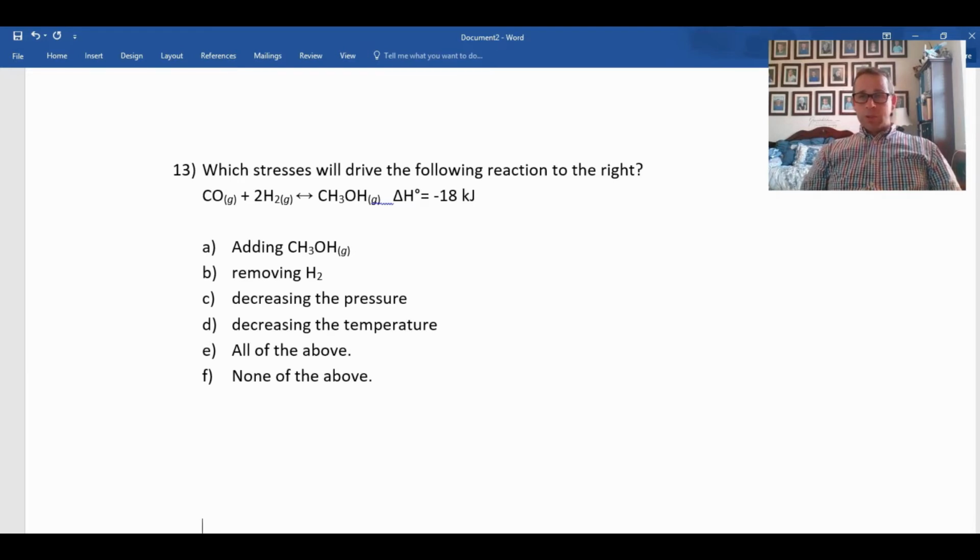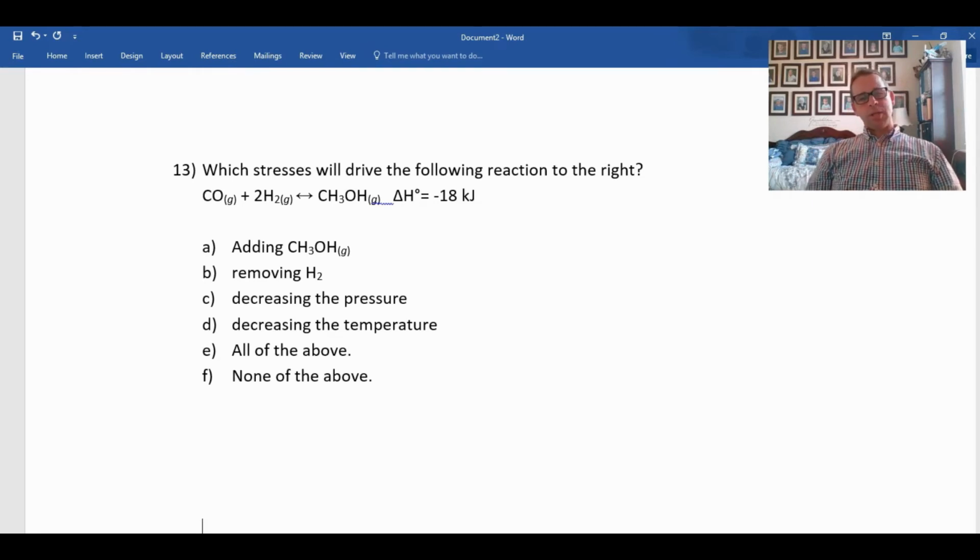All right, hopefully you took time to push pause and try to solve it. The answer for this one is D. 13 is D. So if you got it, move on to the next one. If not, let's go over it together. Which stress will drive the following reaction to the right? Well, if we add methanol, that's adding product, so that's going to drive this reaction to the left. If we remove hydrogen gas, that's going to shift this to the left also.